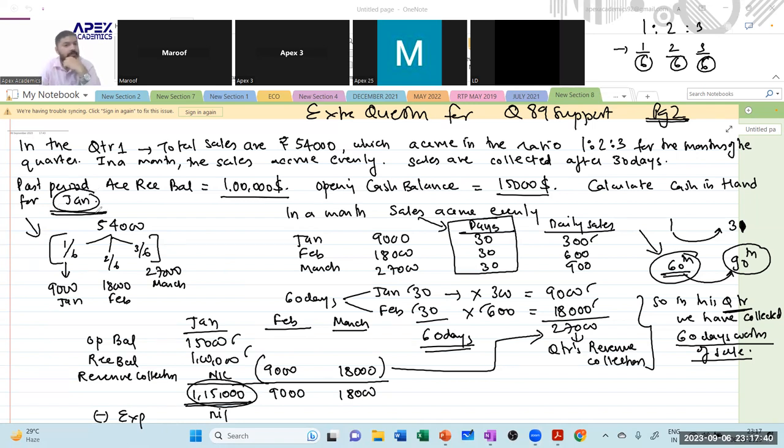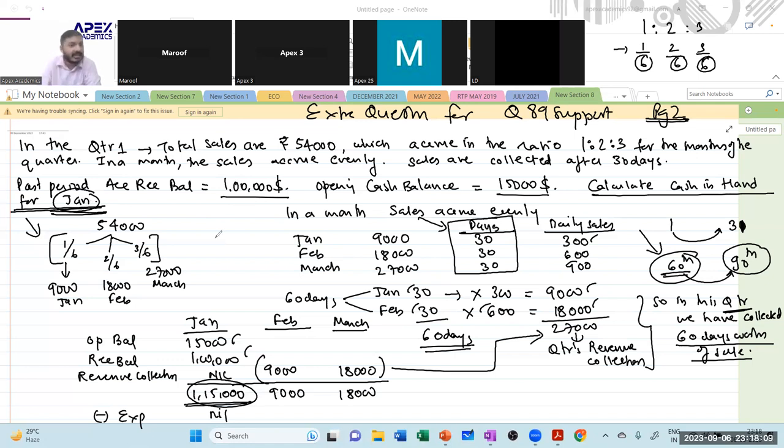Sir, here you write only the past period Jan account receivable balance 100,000. Yes, past period account receivable balance. Past period is the last quarter of the last year. So I will collect that in January. Do I have any other data to assume that I will collect it in Feb? So in this question, it is mentioned that only for Jan, calculate cash in hand for Jan. You have to make these assumptions. Look here, it is written over here. Calculate cash in hand for Jan.